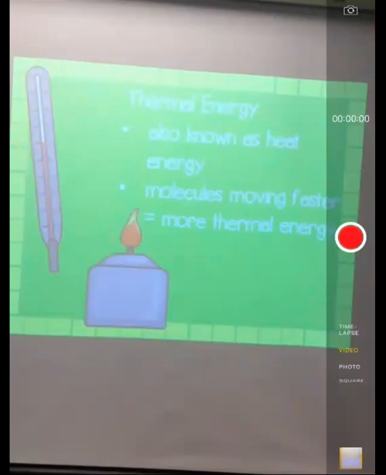Okay, we're ready? Thermal energy. Think of the word therm means heat, right? Think of a thermometer that measures heat. So if you see therm as a part of a word, it probably has something to do with heat. It is also known as heat energy. The hotter something gets, the faster the molecules are moving. And so those are the two things you need to write down for thermal energy.